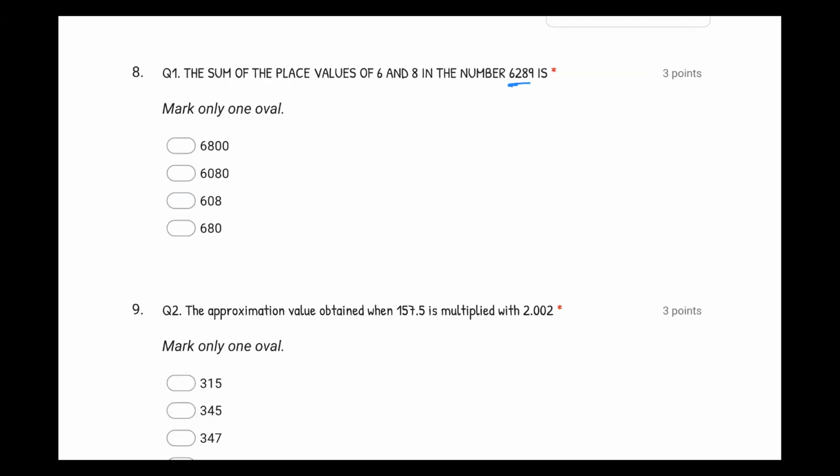Mock test maths. The first question is the sum of the place values of 6 and 8 in the number 6289. Here 6 is the place value 6000 plus 8 is the place value tens, 6000 plus 80, 6080. The answer is 6080.